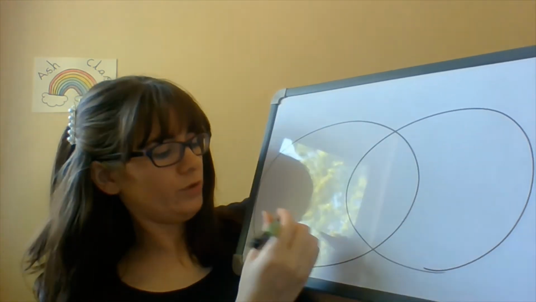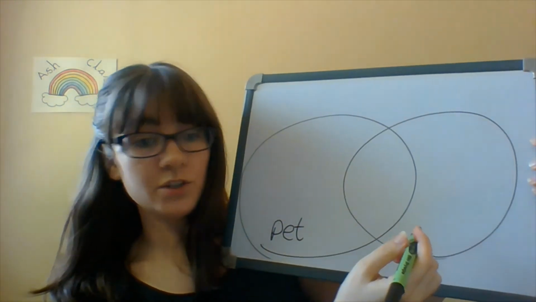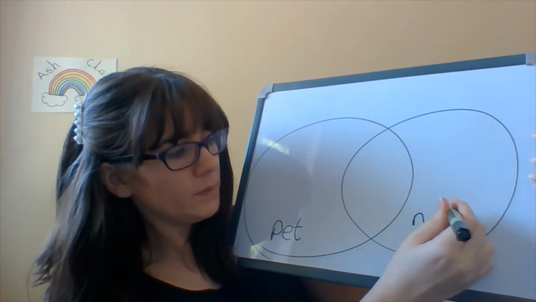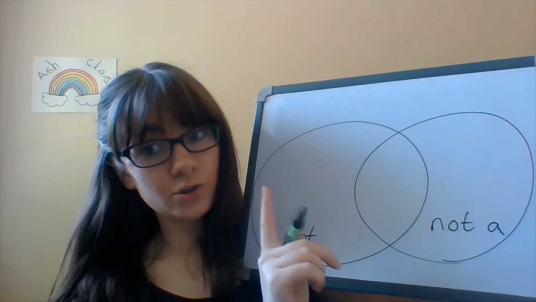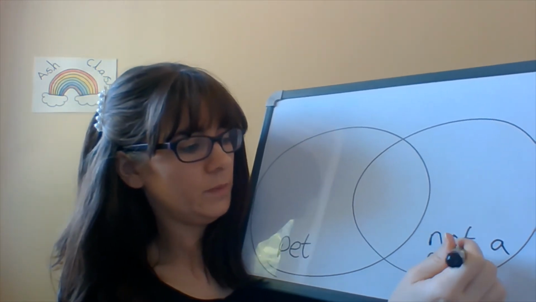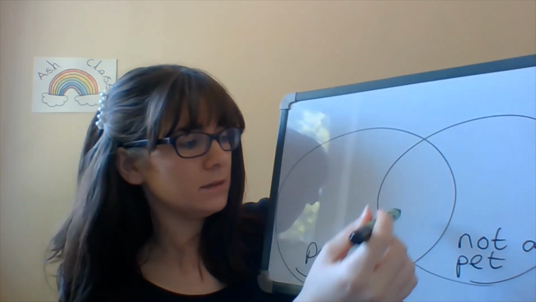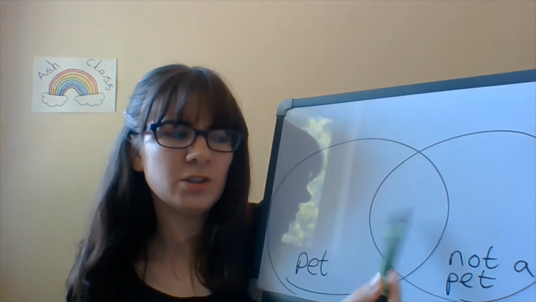And then one of your circles is going to be pet, and the other circle is going to be not a pet. So this is a different way you could do it. You don't have to do both ways, just choose either the line or the circle way. Not a pet, not a pet. And then in the middle, you'd put ones that could be a pet or could not be a pet, could be both.